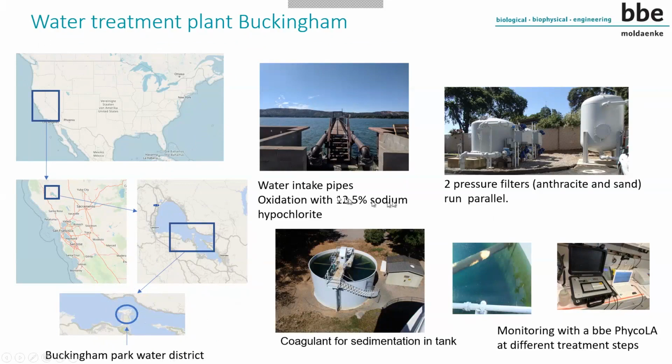There are water intake pipes, and after them they make an oxidation with 12.5% sodium hypochlorite. They have pressure filters, sand and anthracite, running parallel. All of these sand filters have to be backflushed once every half a year, I think. It depends on the algae bloom. Then they have a coagulant to sediment in the tank, and they have monitoring with the BBE Fluoroprobe at different treatment steps.